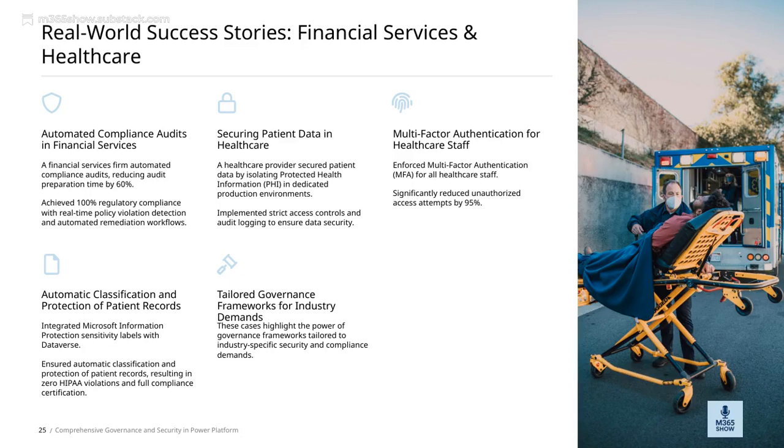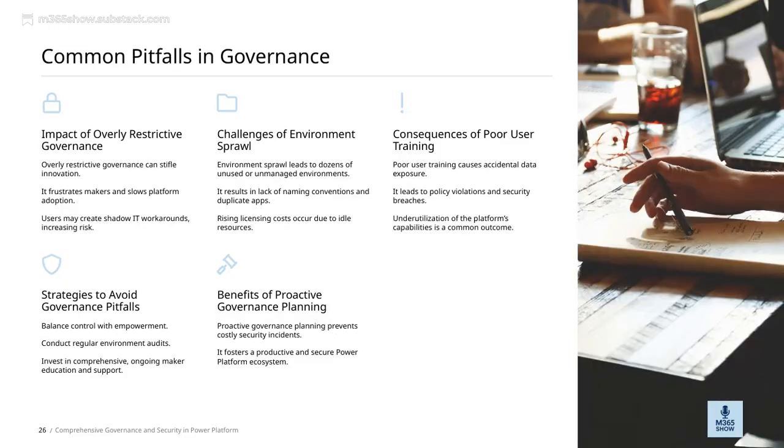Let's take a closer look at some common pitfalls in governance that can impact your Power Platform environment. First, proactive governance and security planning are essential. When you plan ahead, you can prevent costly security incidents down the line and create a more productive, secure ecosystem for your users. It's about finding that balance, giving users enough control to innovate while still maintaining oversight.